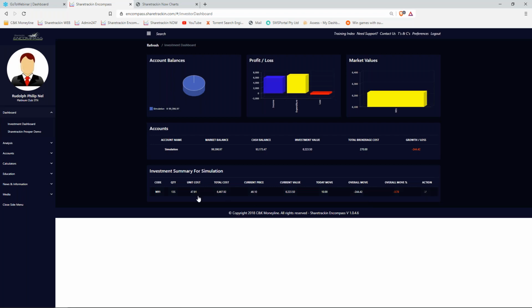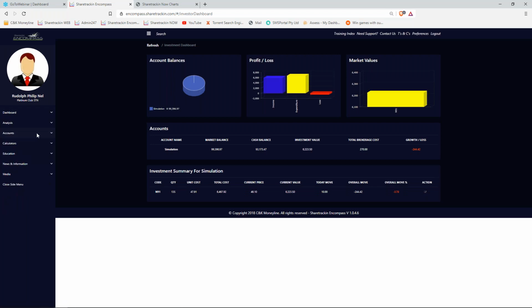Then you'll see the unit cost is a bit higher than the current price. The reason for that is your overall movement percentage. The moment you buy, that percentage together with your current price gives you your unit cost, so there is a brokerage on top of your unit cost. So don't stress when you buy this share and say, but my unit cost is now higher than the price. If you want to see what the actual price is that you bought in the beginning, you can go to accounts and then financials.